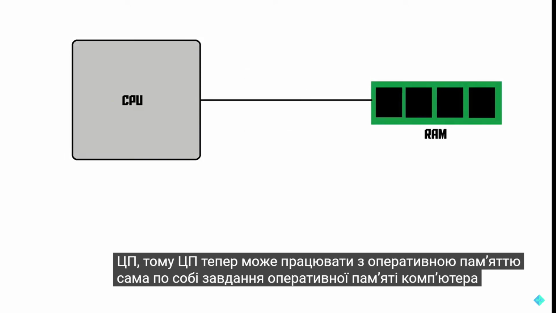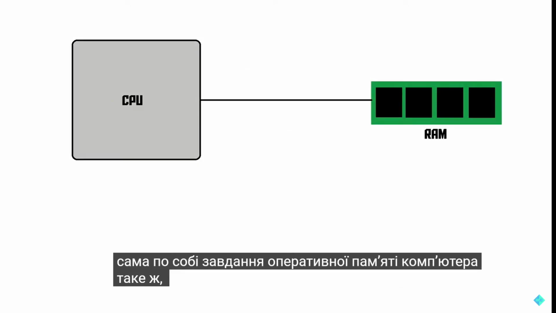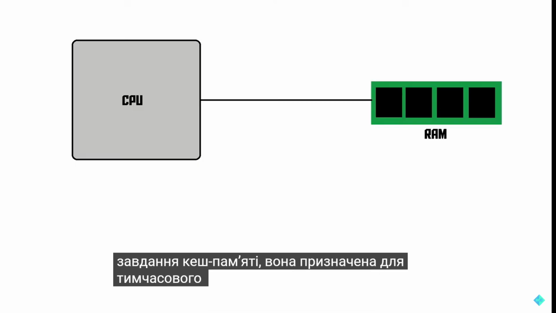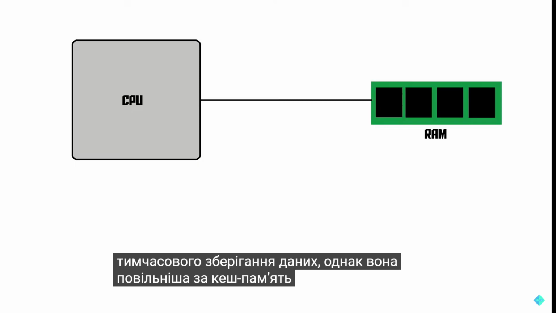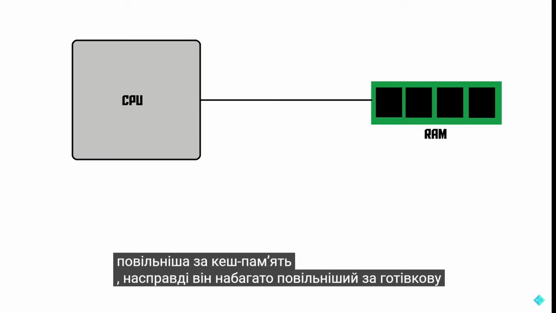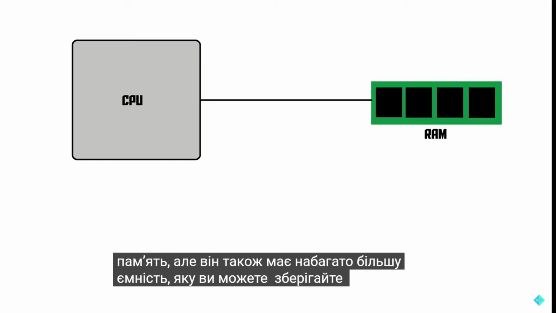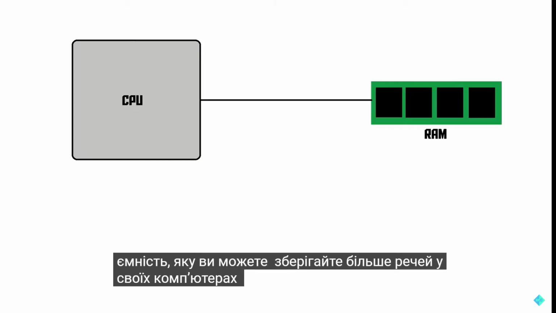The task of the computer's random access memory is the same as the task of the cache memory. It's for temporarily storing stuff. However, it is slower than the cache memory. It's actually much slower than cache memory, but it also has a much higher capacity. You can store more stuff in your computer's RAM.